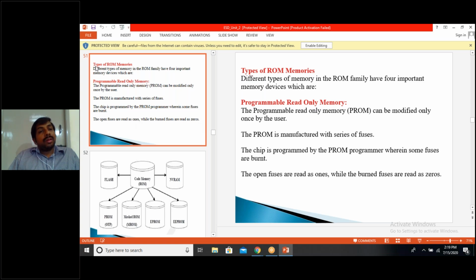So once again, read-only memory is a non-volatile memory. This read-only memory has various classifications. First is programmable read-only memory, that stands for PROM. Programmable read-only memory can be modified only once by the user. It is manufactured with a series of fuses by the manufacturer, using a PROM programmer, where some fuses are burnt. Sorry, the on fuses are read as ones, while the burnt fuses are read as zeros.